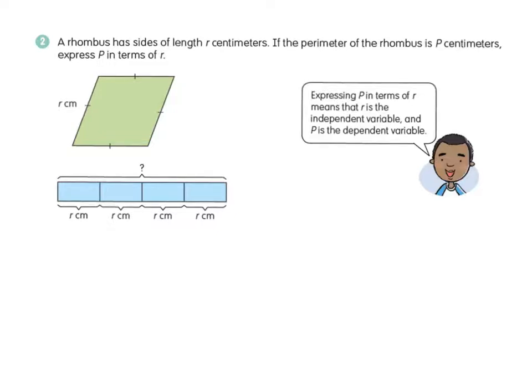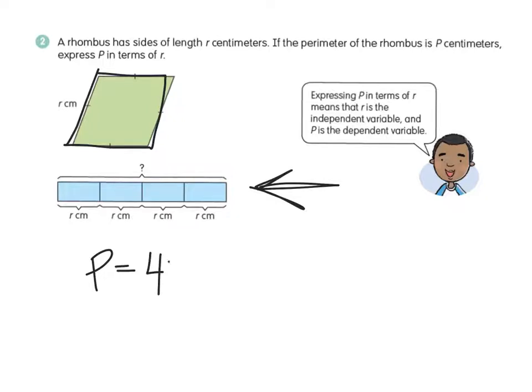What could I say the perimeter is equal to in this problem? P is going to be the perimeter. The perimeter is equal to what? The perimeter is all the outside, so this plus this plus this plus this, that's going to be the perimeter. And our bar model right here is showing we have R plus R plus R plus R. What's another way to write that? 4R. There are 4 R's. So the perimeter is equal to 4R. That's the answer. The answer for this problem is an equation, and the equation is that the perimeter is equal to 4R.